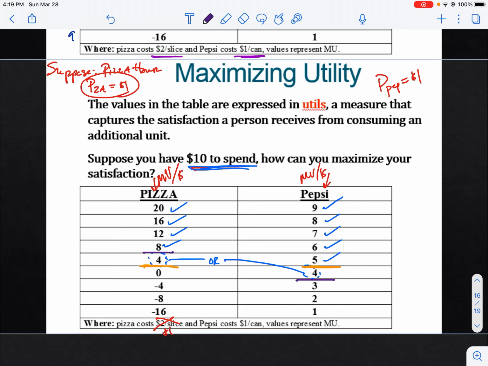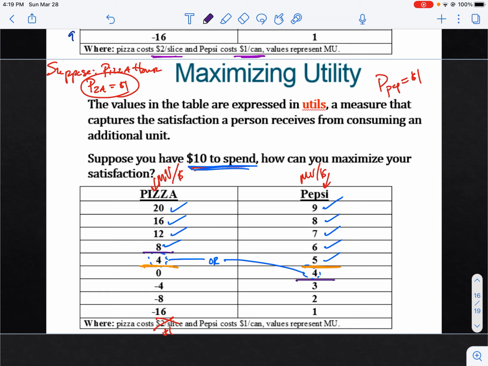Now, that's why whenever we talked about the rule of equal marginal utility per dollar spent, I said across all the different things you consume, the bang for your buck should be about equal. And this is why, right? Because our consumption is lumpy. It's not continuous. We can't buy half a slice of pizza or a third of a can of Pepsi.